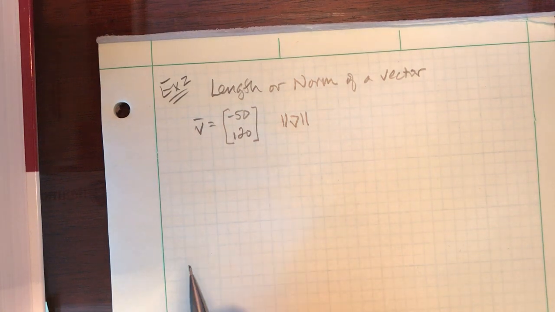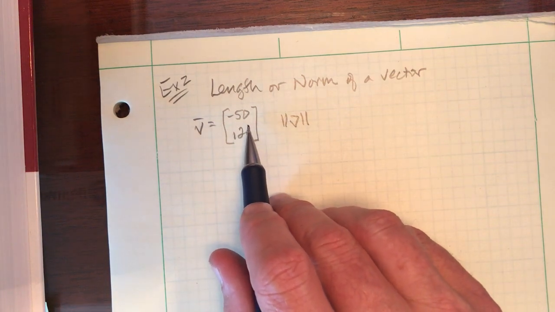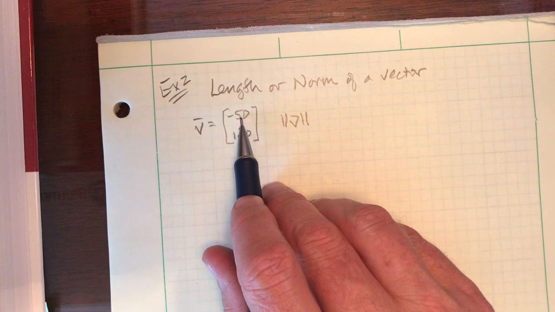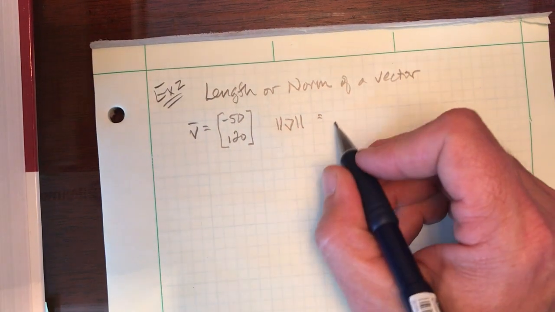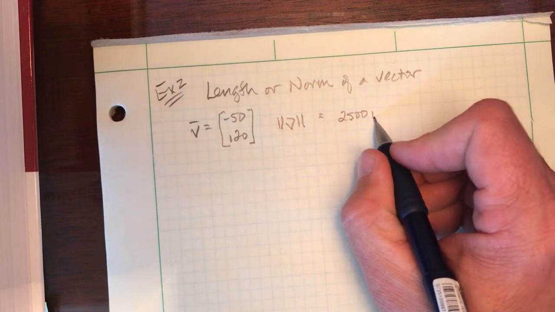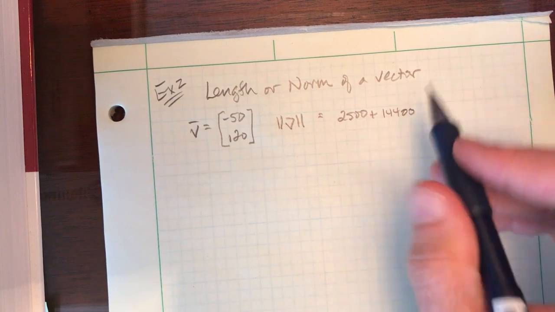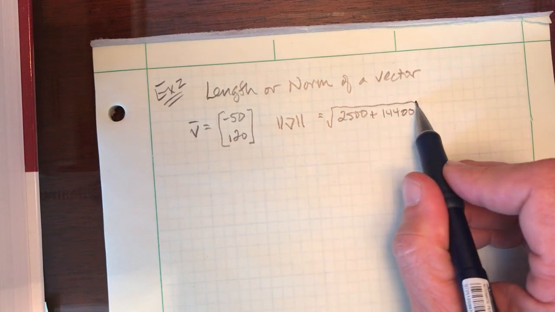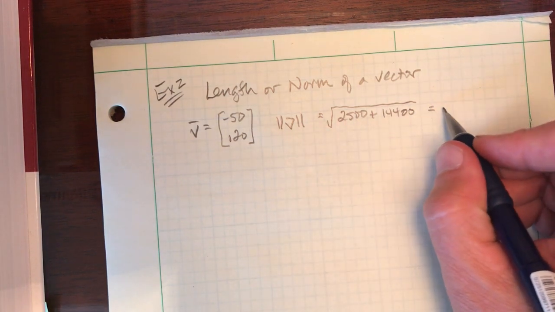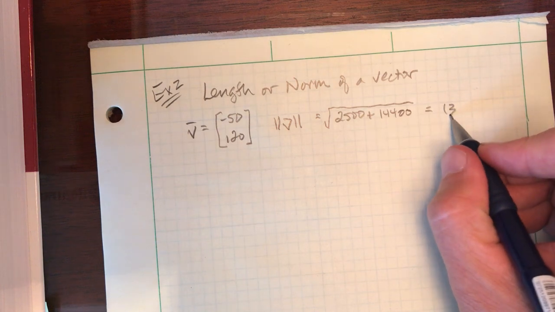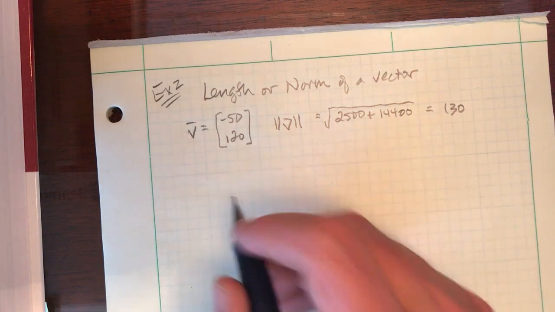And what you do is it's like the Pythagorean theorem essentially, which is you're just going to dot v with itself. So what is -50 times -50 plus 120 times 120? And like the Pythagorean theorem, the last step is square root that. And so it turns out if you plug those numbers in, work it out, the length of this is 130. That's it.